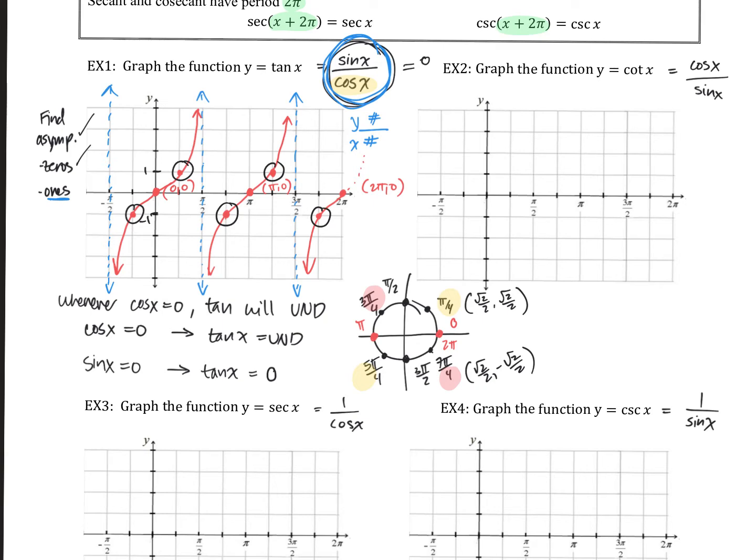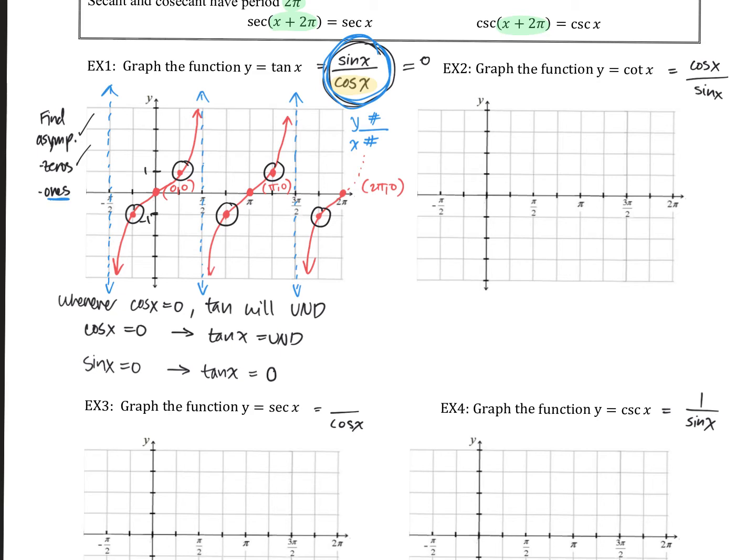So now let's go ahead and graph the function y equals cotangent t. So y equals cotangent of t. Well, the same thought process we're going to use, just like we did for tangent of x. First thing, we'll find the asymptotes, then we'll find the zeros, and then we'll find the ones. Well, the asymptotes come around when the denominator is equal to 0. And in our case for cotangent, the denominator is sine of x. So the question we're going to ask ourselves is when are the y values equal to 0? So when is sine of x equal to 0?